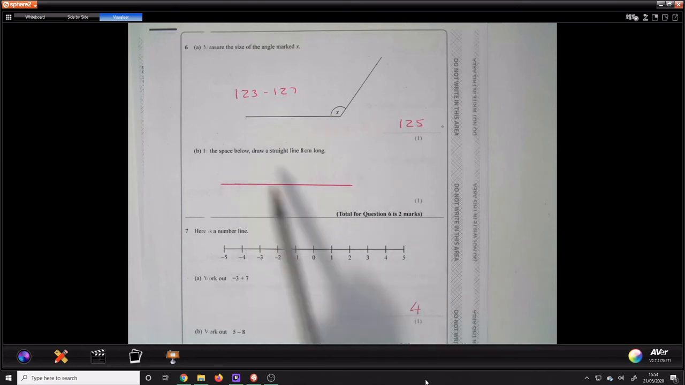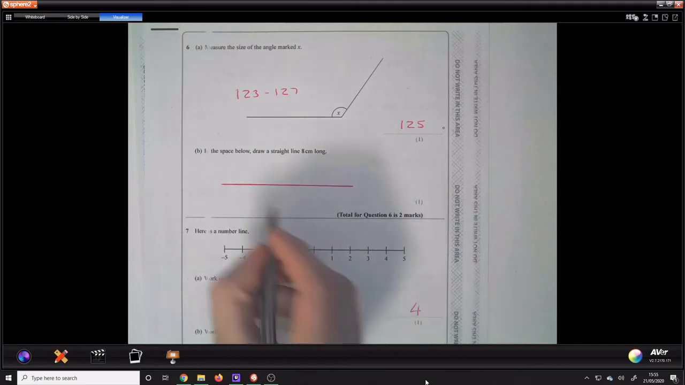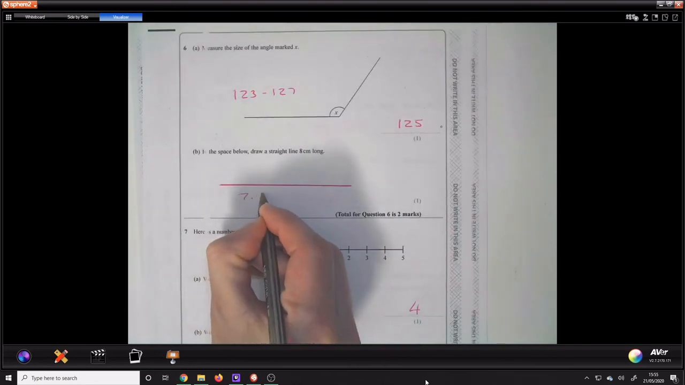Then it says in the space below, draw a straight line 8 centimeters long. Okay, that's a straight line 8 centimeters long. I'm going to have to just trust you to measure it, or get your parents to measure it and just say, is it 8 centimeters? If it's between 7.8 and 8.2, then you can have the marks for that one.